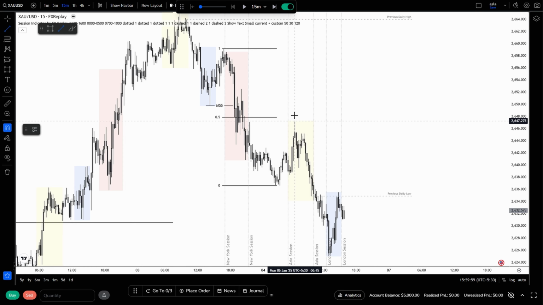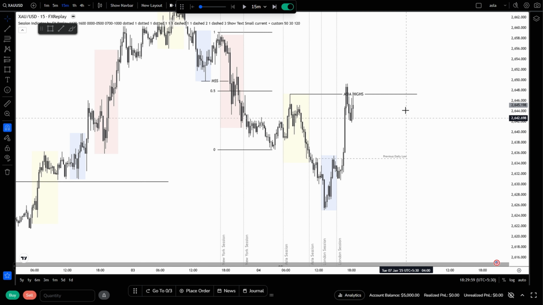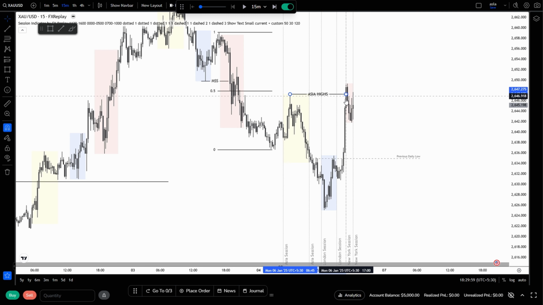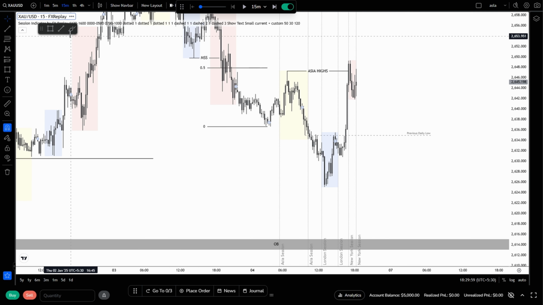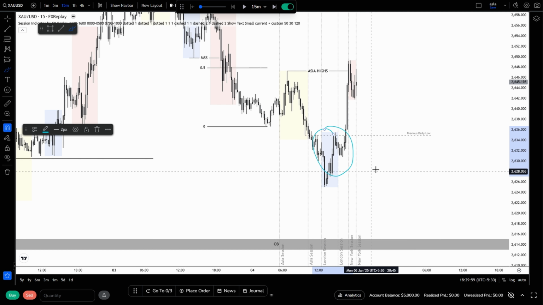At this point, we are not interested in entering immediately. Instead, our plan is to wait for this Asian high to be swept, as it represents a pool of liquidity that price may seek before continuing in the direction of our bias. As you can see, during the London session, price does not retrace high enough to sweep the Asian session high. Because of this, we remain patient and do not force a trade.